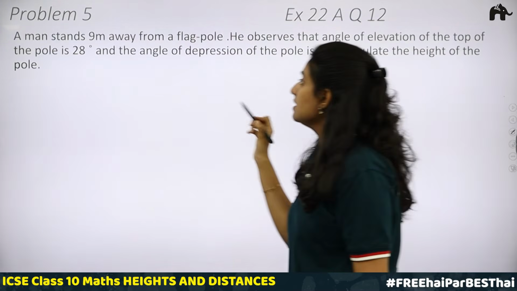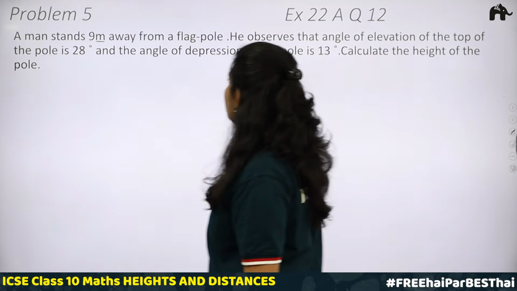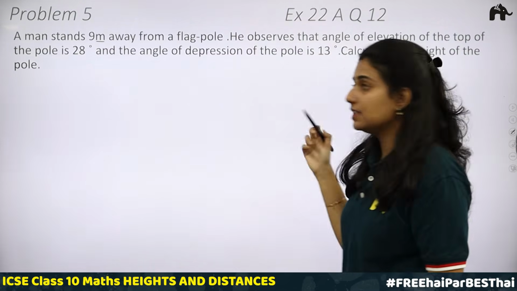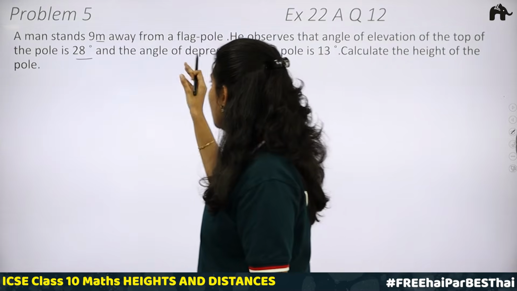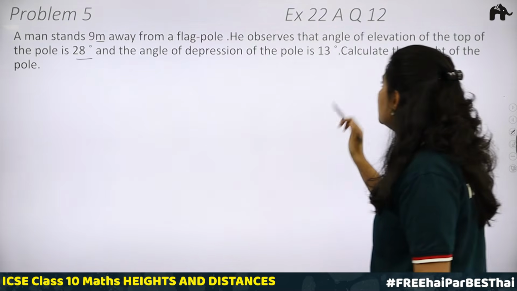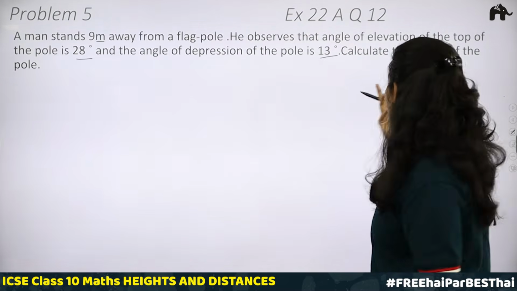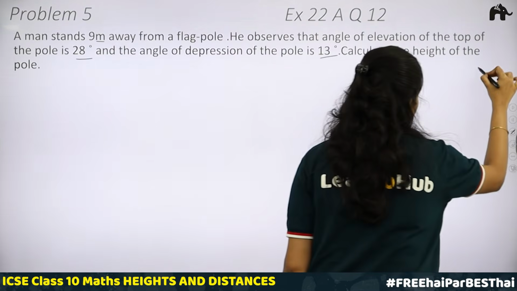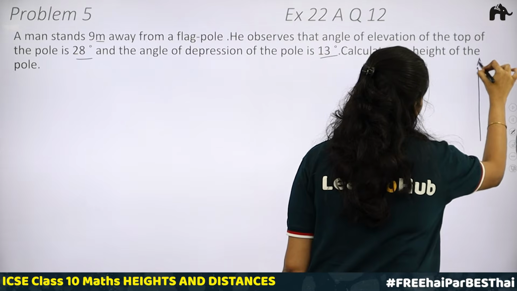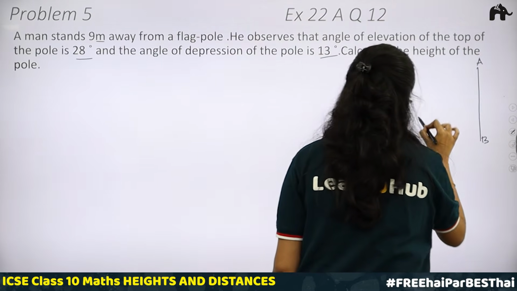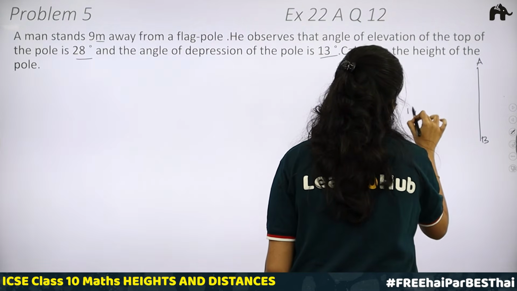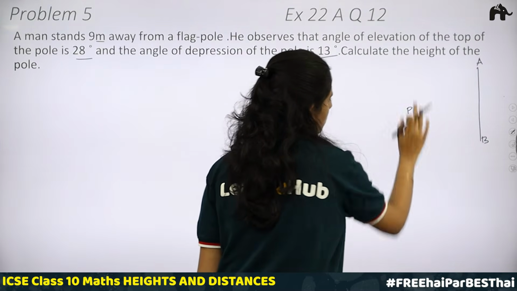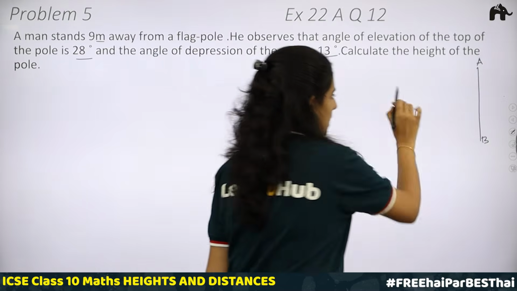Problem 5, question 12 of exercise 22A. A man stands 9 meters away from a flagpole. He observes that the angle of elevation of the top of the pole is 28 degree and the angle of depression of the pole is 13 degree. Calculate the height of the pole. So this is a flagpole AB. A man is standing here. Let us take the base as Q and the top as P.